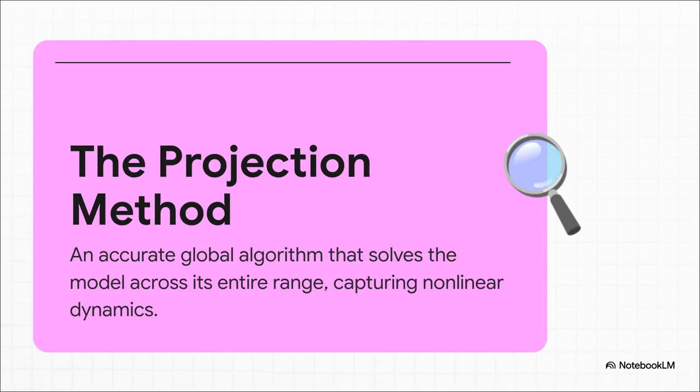So, our high-definition lens is called the projection method. Now, instead of just guessing around the average, this technique solves the model across its entire range of possibilities. It's built to handle the messy, nonlinear, complex dynamics of the real world.